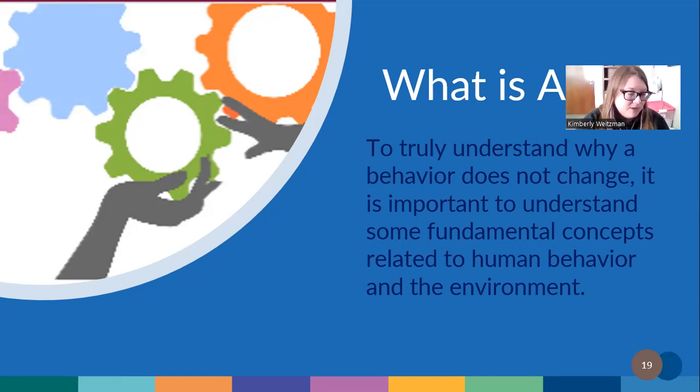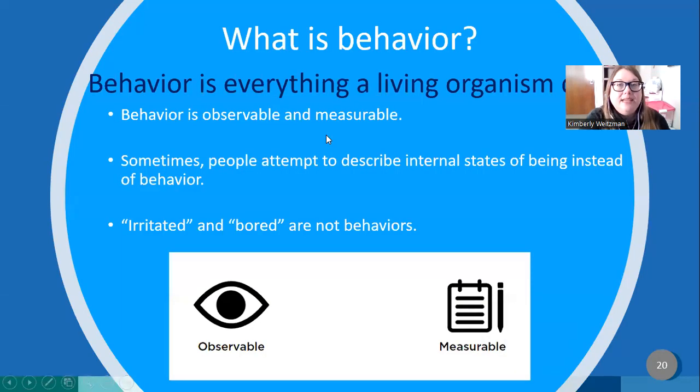So we'll talk about some fundamental concepts as it relates to human behavior and their environment that we need to consider. But I've already mentioned behavior a couple times. Let me go ahead and define it for you so that you know what we're talking about when I say the word behavior. For the purposes of this training, behavior is literally everything a living organism does. Like I already mentioned, it's observable and measurable. I can see it, I can count it.